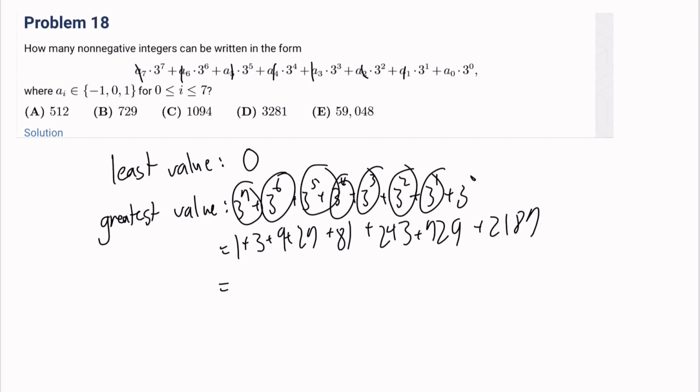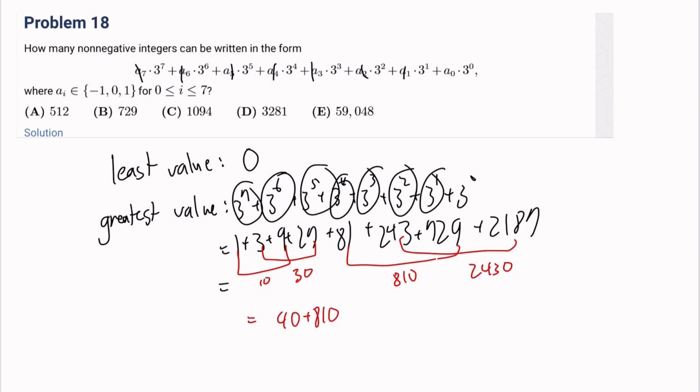And so if we add all of these up, that would be 10 plus 10 plus 30, and then plus 810, and then plus 2430, right? So this equals 40 plus 810 plus 2430, and so this equals 850 plus 2430, and this equals 3280. So the greatest value is 3280, and the least value is 0.